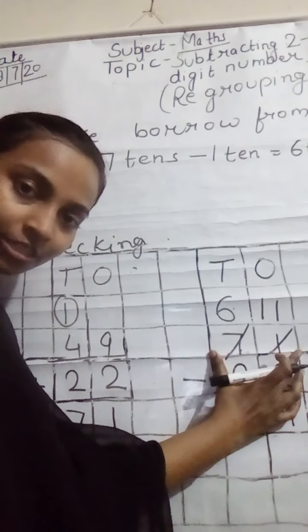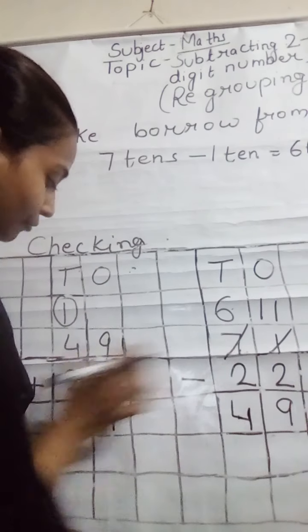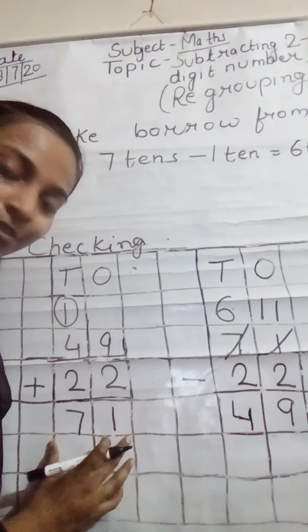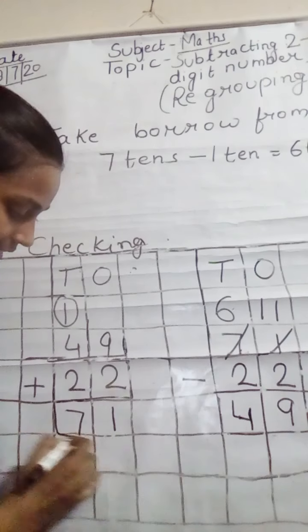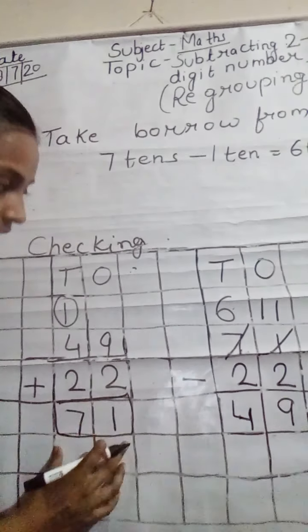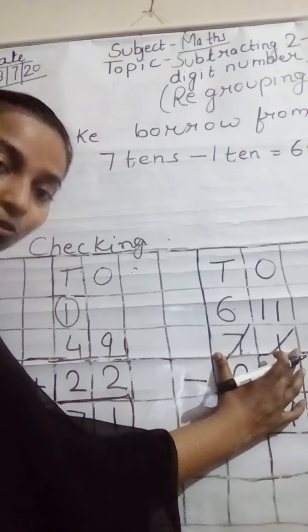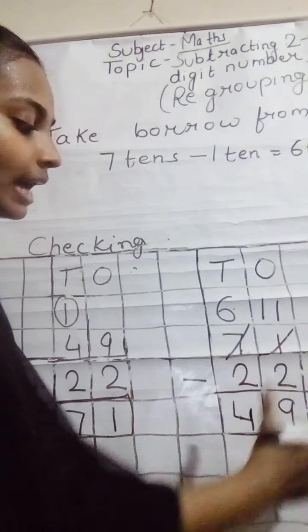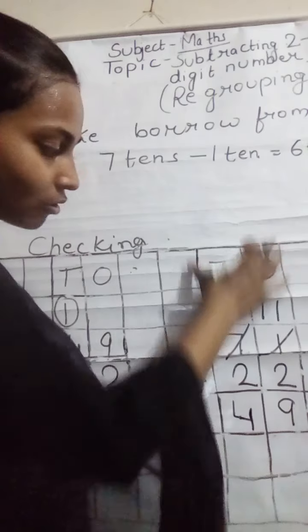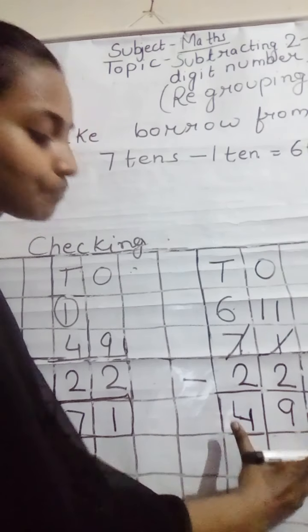right? This is the larger number from which 22 is subtracted. So if this number and this number are the same, then you are confirmed that the process you have done is correct.